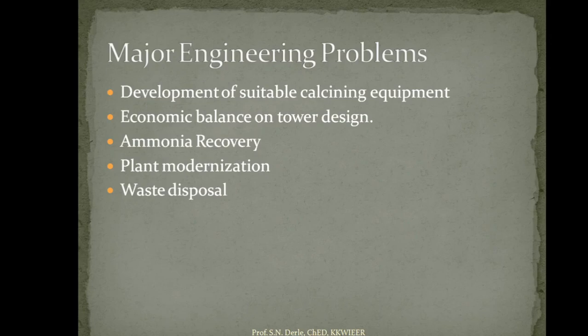The third one is ammonia recovery. The cost of ammonia is 4 to 5 times more than sodium carbonate. So ammonia losses should be minimum by proper choice of equipment design and maintenance. The next one is plant modernization. Three Solvay process plants were built in India prior to 1947. These plants have to be modernized by replacing them with better materials of construction and maintenance. Similarly, use of automation in the plant to control the operating variables is also necessary.